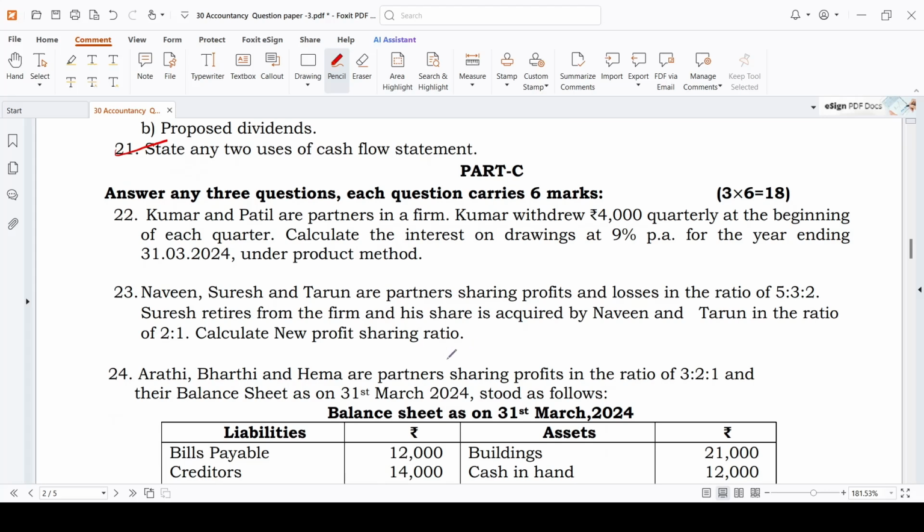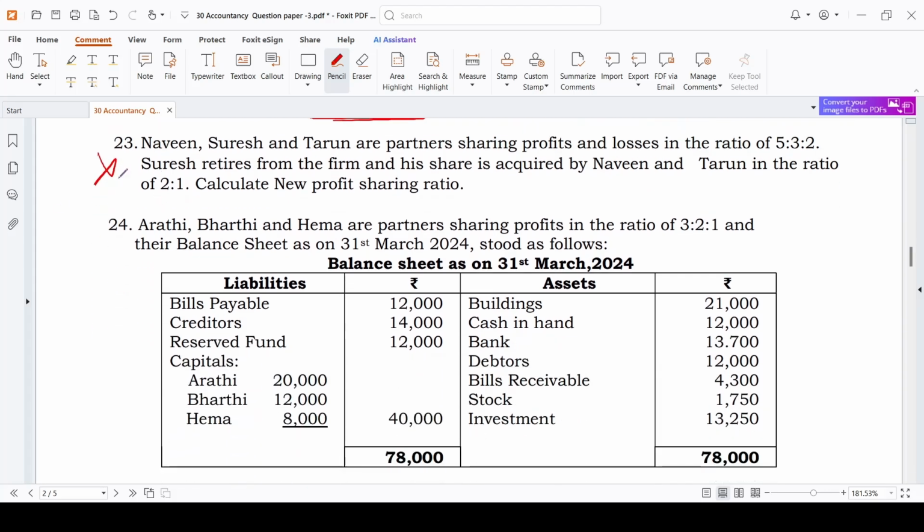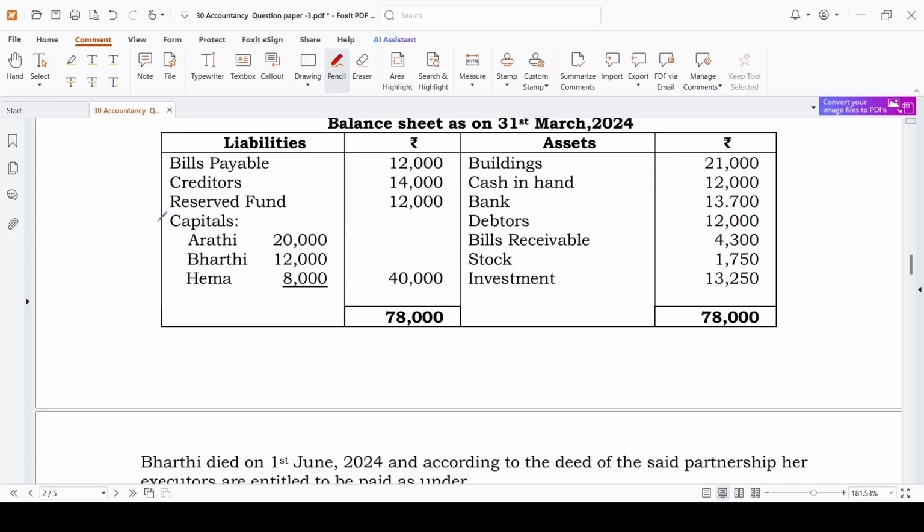Here they have asked you the product method. New profit sharing ratio, don't attend. Product method, attend it. Death, attend it. Somebody has asked me to solve the problems on death. Surely I will solve the problems on death tomorrow. Until then, practice with the next set of problems.